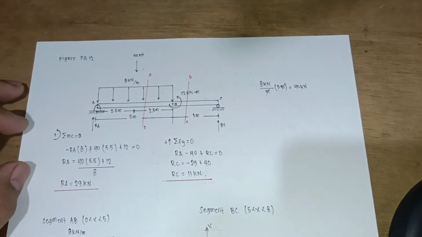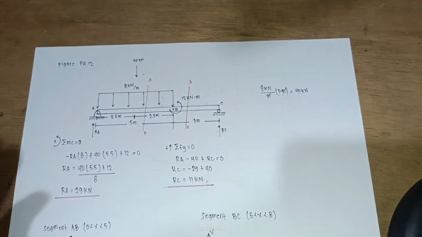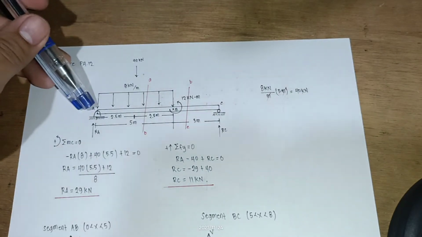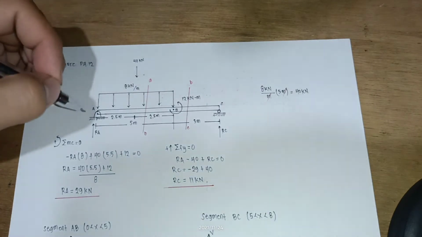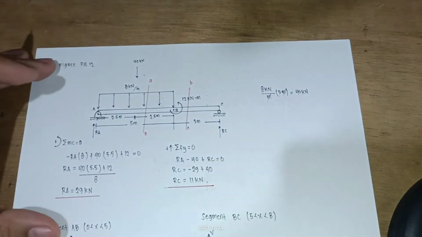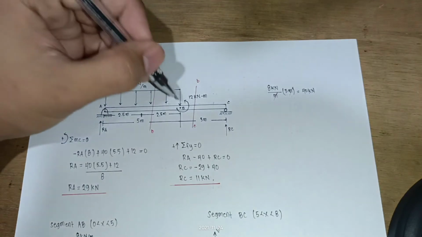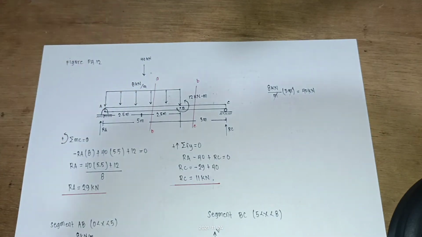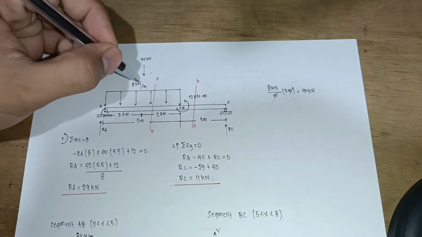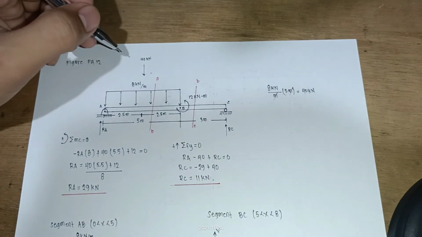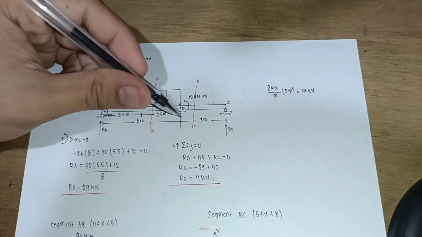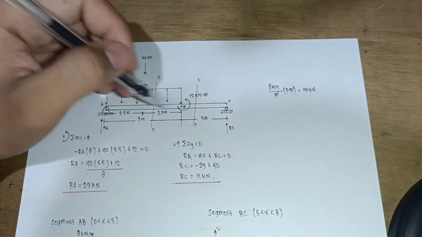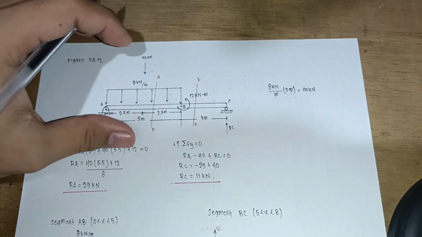So for figure P 4.12, we have a beam. Again, the beam is supported by a pin at A and a roller at C. It also has a couple at B of 12 kilonewton meter and a distributed load of 8 kilonewton per meter, over a total distance of 8 meters. The distance from A to B is 5 meters and B to C is 3 meters.